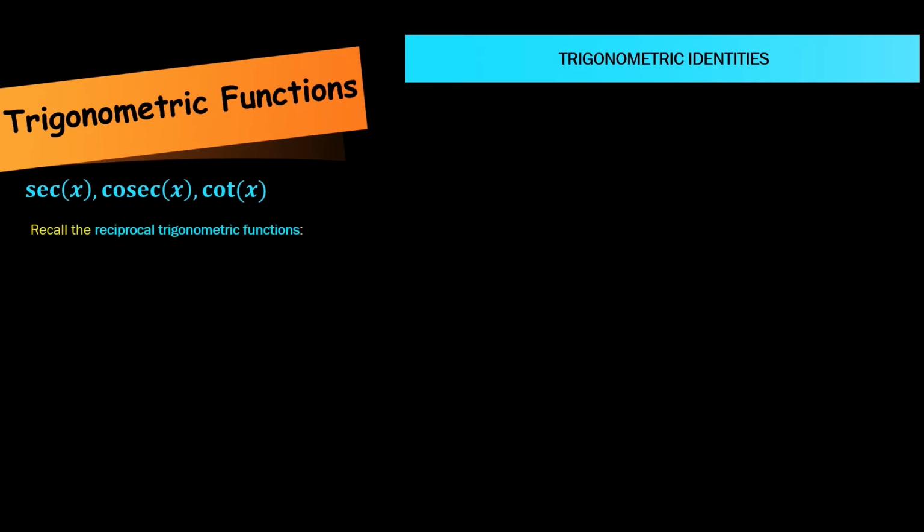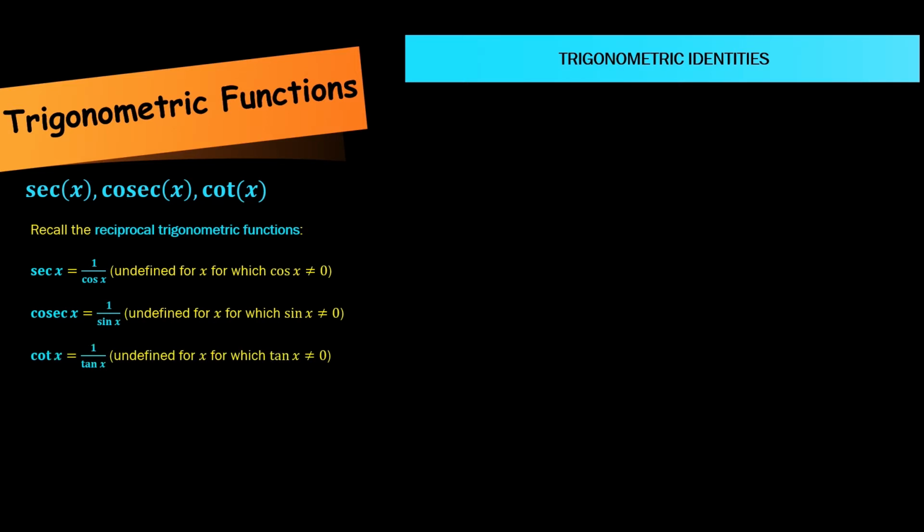Let's begin by recalling the reciprocal trigonometric functions. Sec equals 1 over cos, cosec equals 1 over sine, and cot equals 1 over tan. Remember that also we have that tan equals sine over cos implies that cot equals cos over sine.